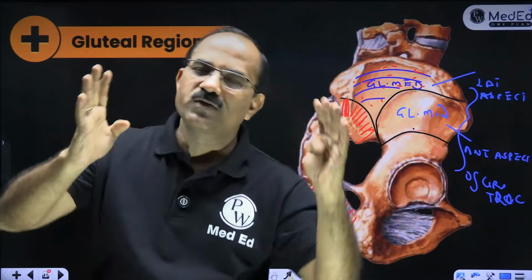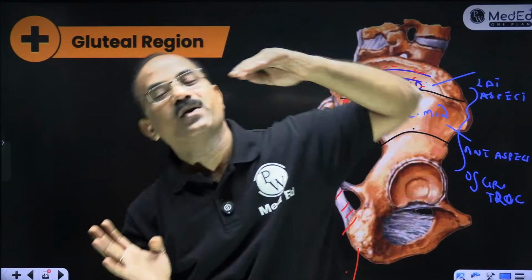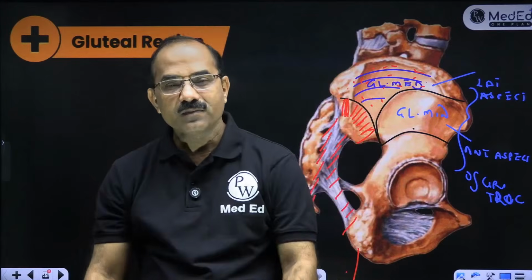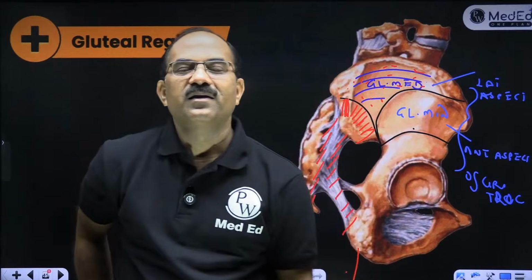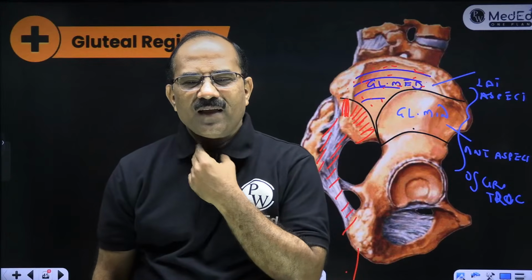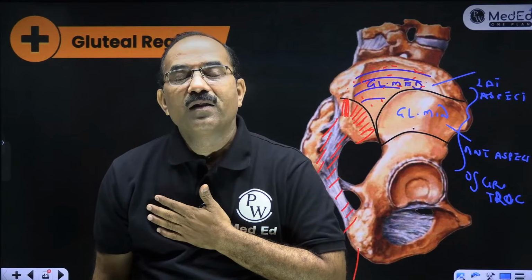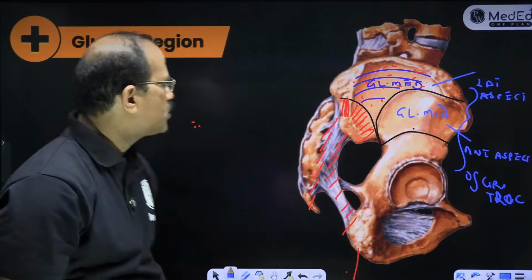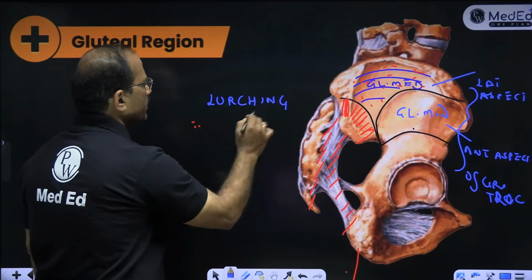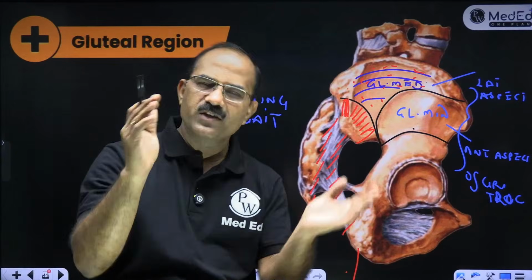The next step is normal. Again, the pelvis falls on the right side. What is this gait known as? This gait is known as lurching gait. Remember this? If the gluteus on one side is paralyzed, that is known as lurching gait.